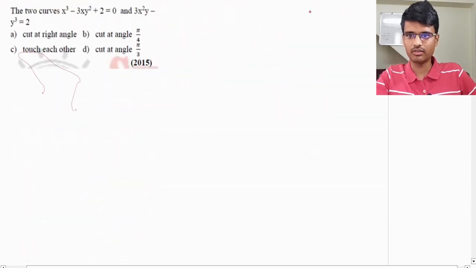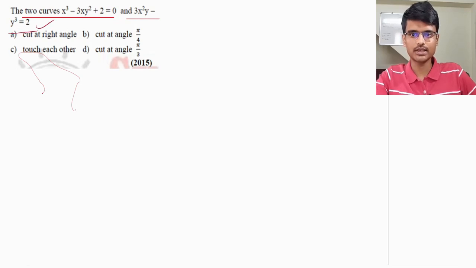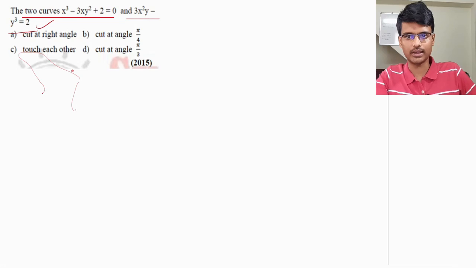We are given two curves: x cube minus 3x y square plus 2 equal to 0, and 3x square y minus y cube equal to 2. They are asking us at what angle they cut. So all we have to do is find the slopes for both the equations. Let me write down both the equations.